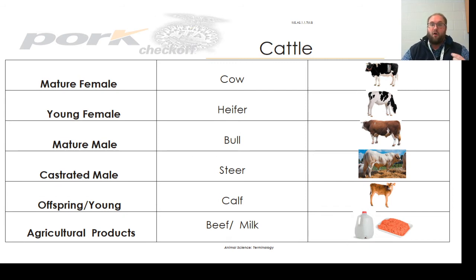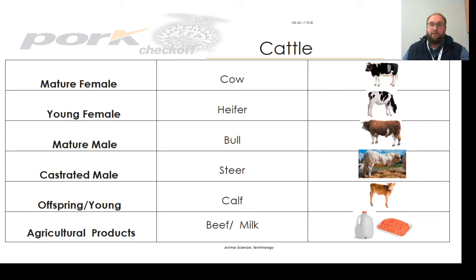A mature male cow is a bull. A castrated male cow is a steer. The offspring of the cattle species is called a calf. And the 2 agricultural products that we get from cattle are beef and milk. Okay, so there are 2 products, beef and milk. So this is going to take us to our next column.